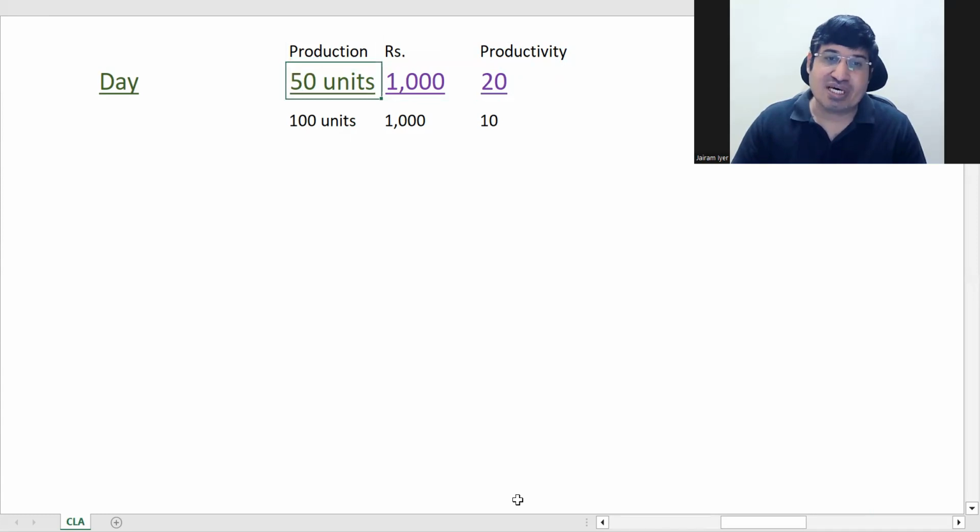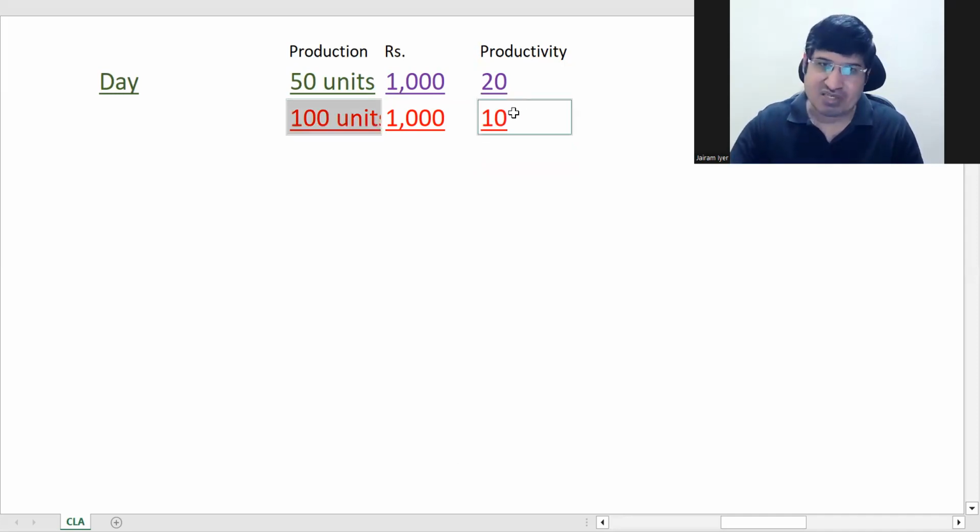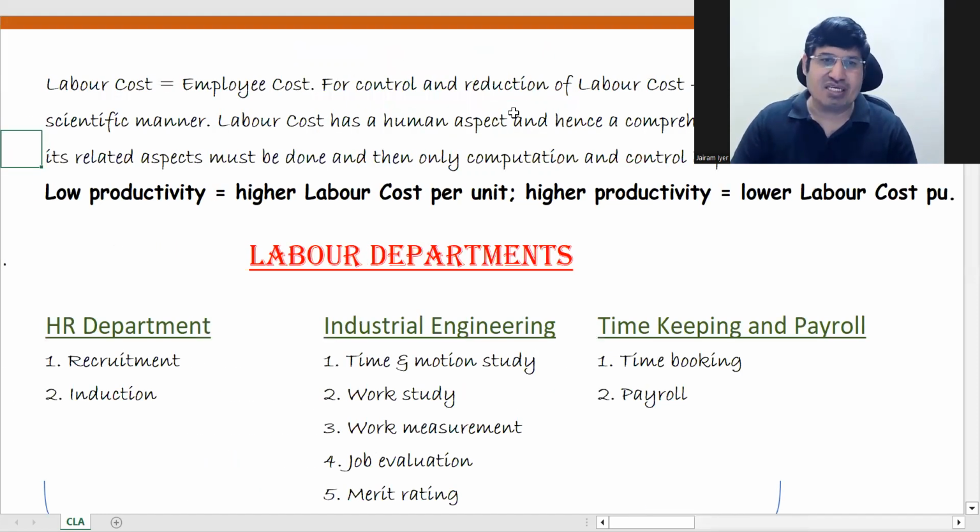Say now these are an efficient group of people, and instead of 50, they are able to produce 100 units at the same cost. So now what will be the labor cost per unit? 1000 upon 100, which is 10. Now you can see that as the productivity has gone up, labor cost per unit has reduced. That's what we were trying to understand in this line.